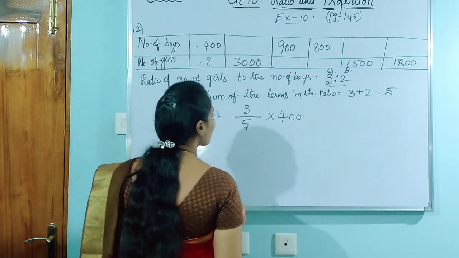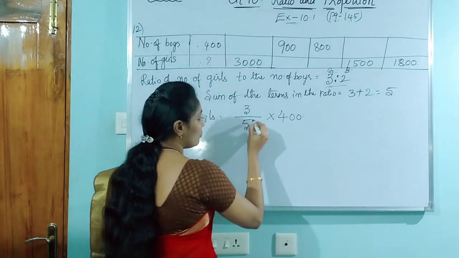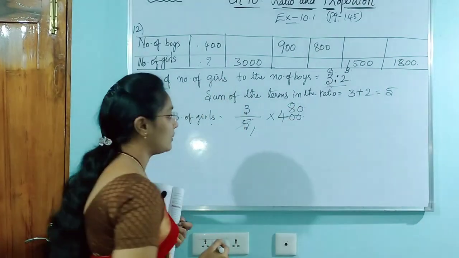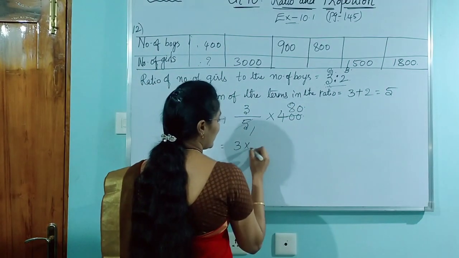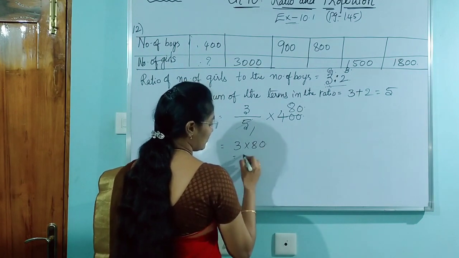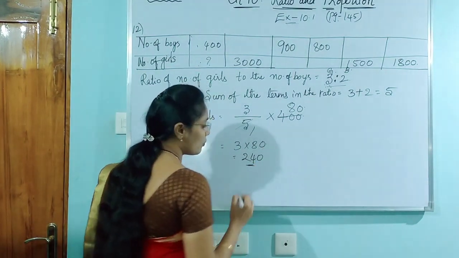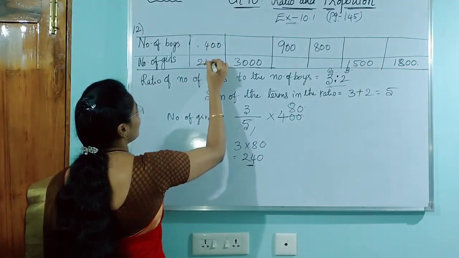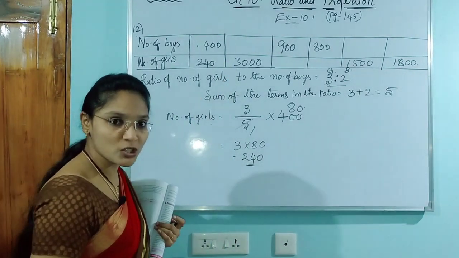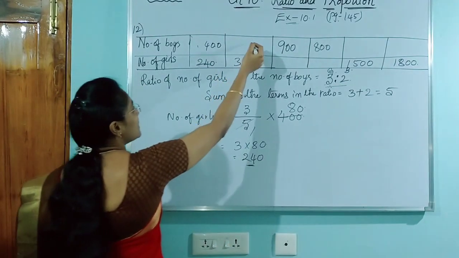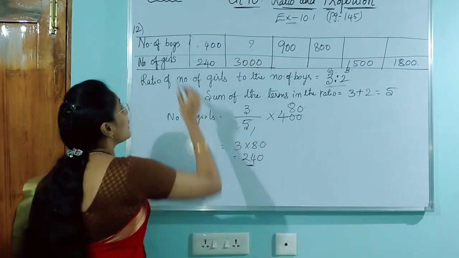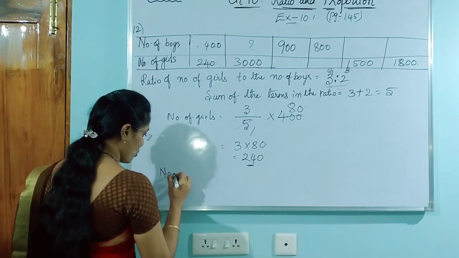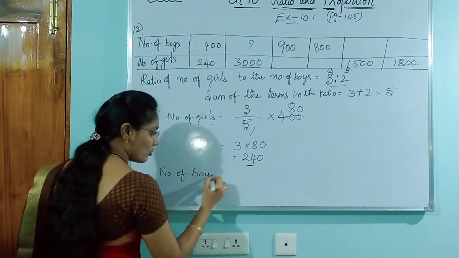So cross cancellation we can do: 5 ones are 5, 5 80s are 400. Now 3 into 80, 3 80s are 240. So the number of girls is 240. Am I clear, children? Now move to the second one. Here what is missing? The number of boys is missing, the number of girls is there. So we have to find the number of boys.